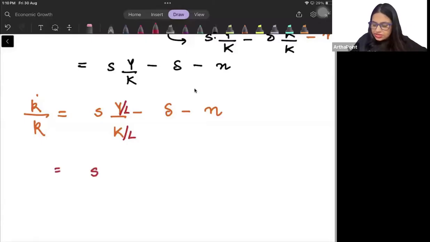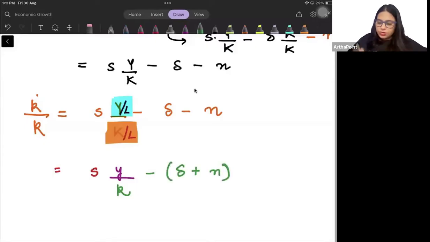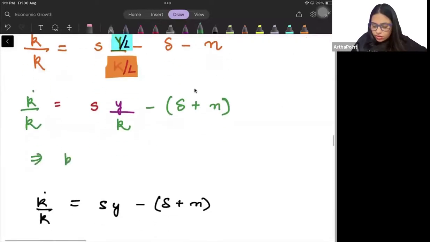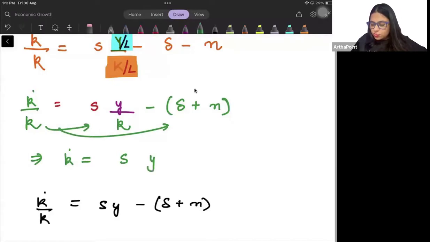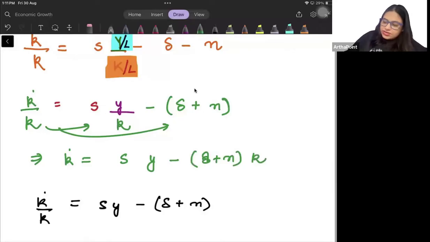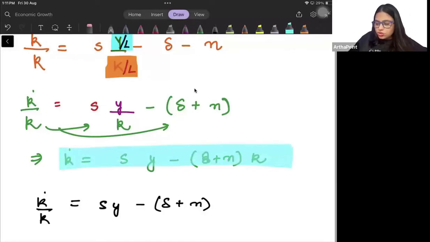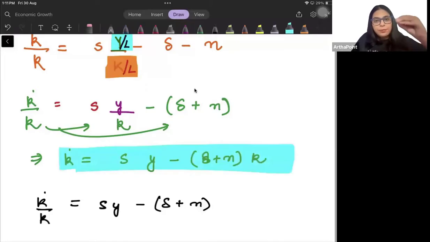So this will become s. This is output per unit labor. This will become small y. This is capital per unit labor. ये हो जाएगा small k minus delta plus n. I have taken negative sign common. ये हो जाएगा k dot by k. So my k dot will become s. ये वाला चीज multiply कर दो on the two sides. So you will get small y minus delta plus n small k. This is your equation in terms of capital per unit labor and output per unit labor.